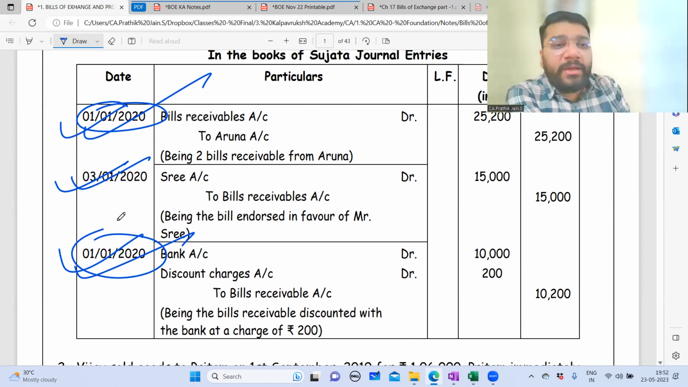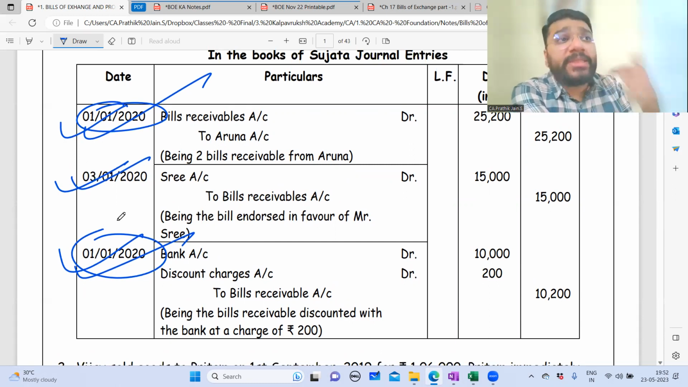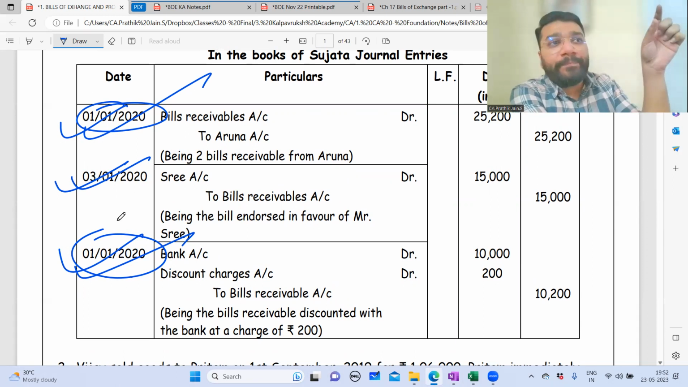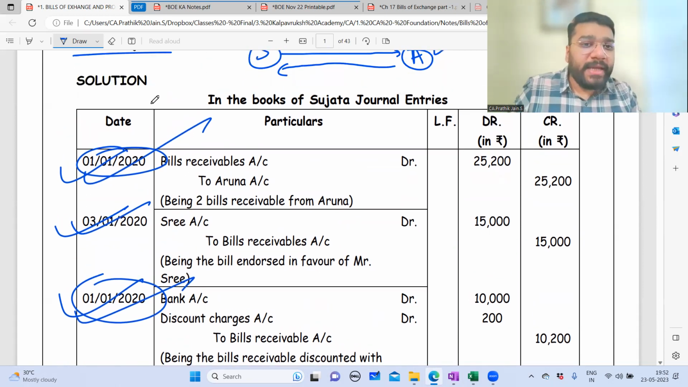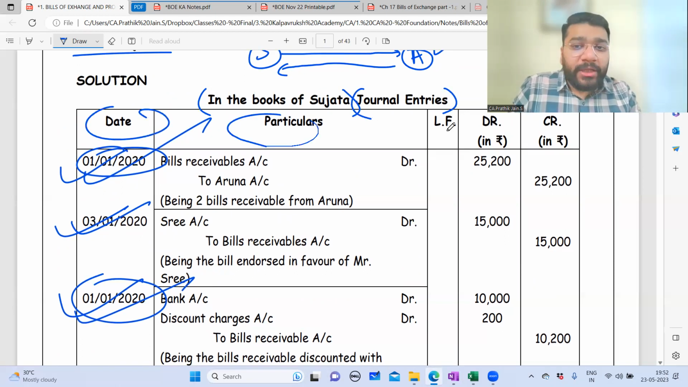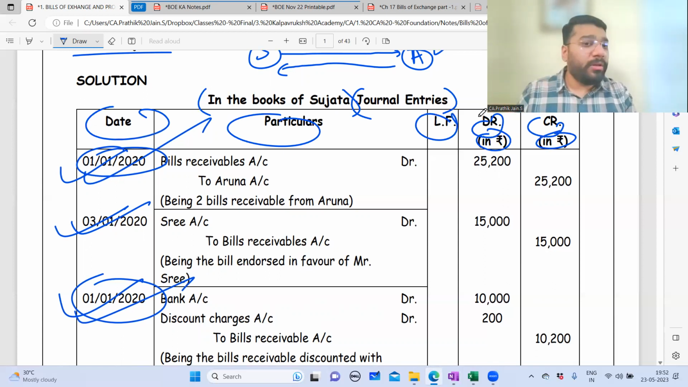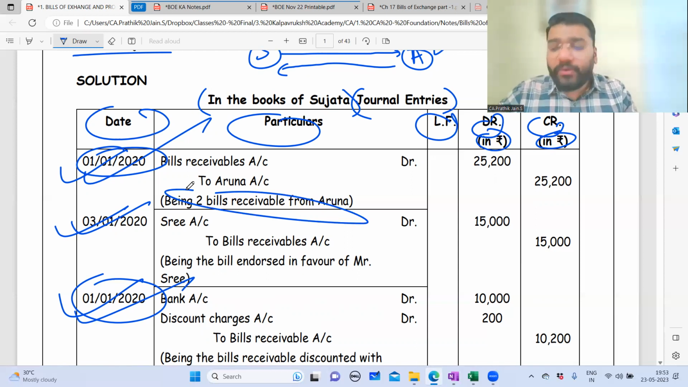You might get a very good command over the concept of bills of exchange, but unless you execute everything properly, and everything means what? Writing the heading properly. In the books of Sujata, this is the heading. Journal entry is another part. Date, particulars, LF, debit rupees, credit rupees, the format, drawing the columns, writing the narration. If this is not done, even if you get the answer right, you will lose marks because of bad presentation.